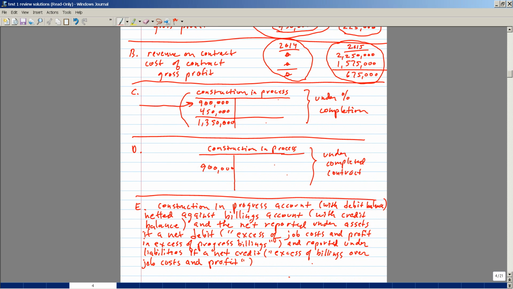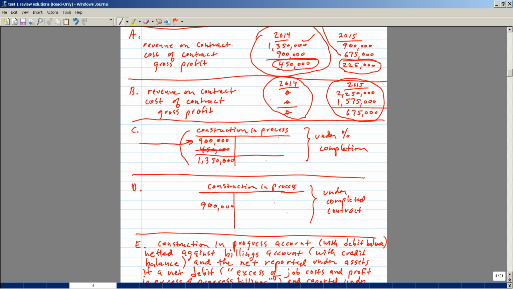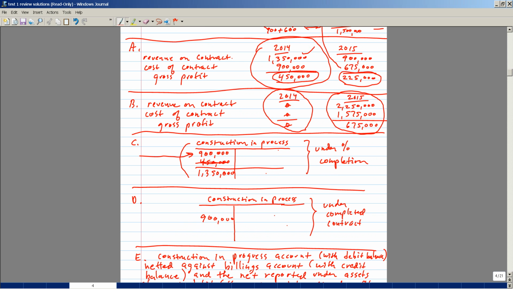Part D of the problem asks us to determine the balance in the construction in process general ledger account at 12/31/2014, assuming completed contract. Under completed contract, the T account is going to look exactly the same as under percentage of completion, except that $450,000, which was the entry that we made under percentage of completion to get this profit up on the income statement, is not present under completed contract method, because under completed contract method we don't recognize any profit on the income statement. So that entry would not be made. So the balance in the CIP account at December 31st, 2014 is just going to be $900,000.